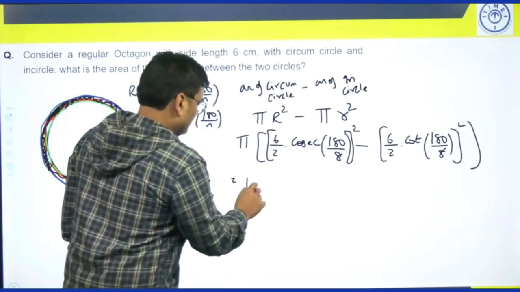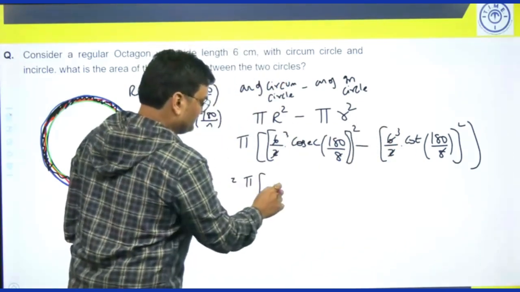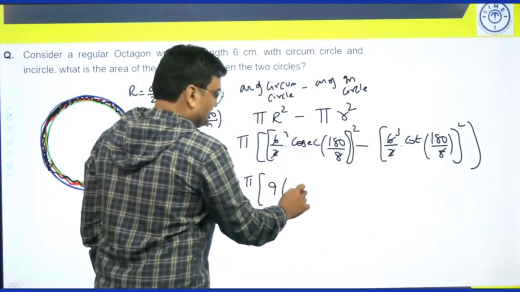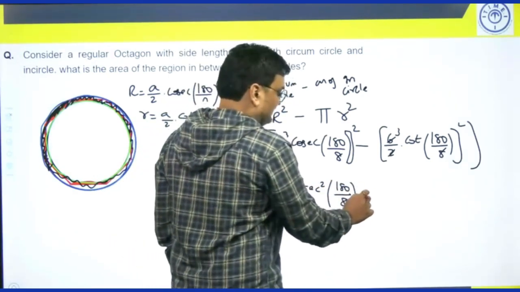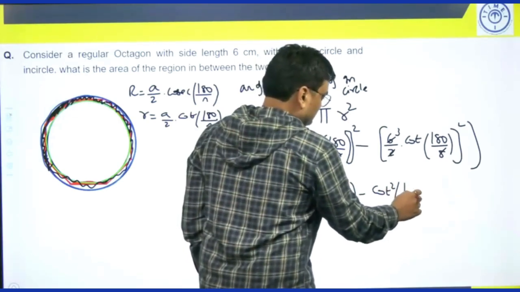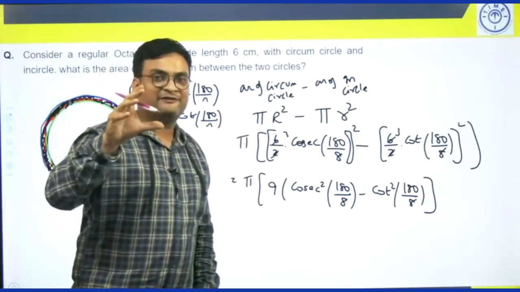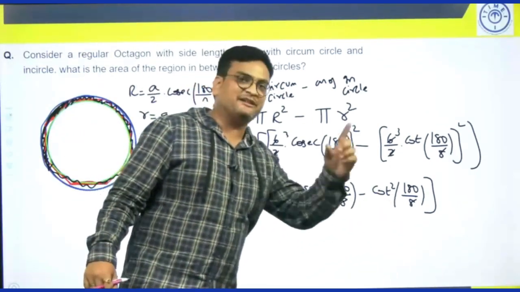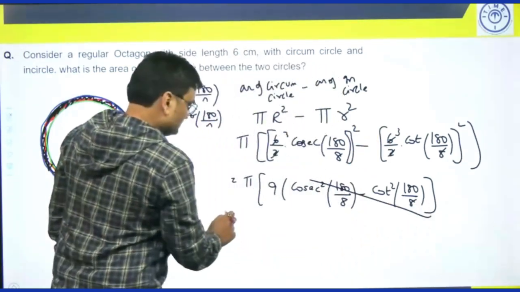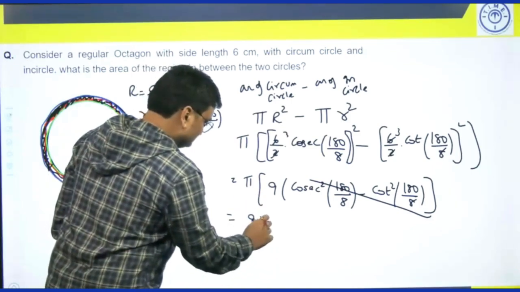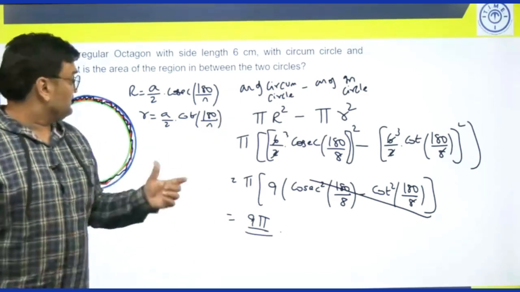So pi into this, 3 square will come out, we can take it out, 9, into cosecant square 180 by 8 minus cot square 180 by 8. And we know for any value of theta, cosecant square theta minus cot square theta is always 1. That is a trigonometric identity that we have. So this becomes 1. Thus my answer will become 9 into pi. This is how we can get to the answer if you know this formula.